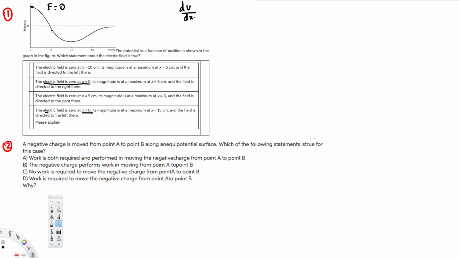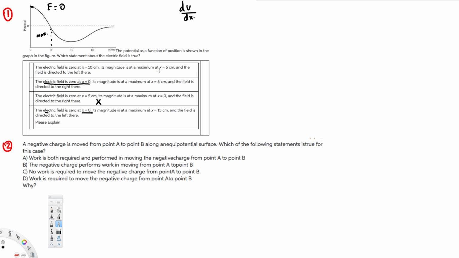At 5 it's not true, so we know this statement is not going to be our answer, because at 5 there is a slope right here, so at 5 it's maximum. If you see the slope going steep, it means the electric field is maximum at this point. So this is maximum. Let's check the other part. Magnitude is maximum at x is equal to 5.